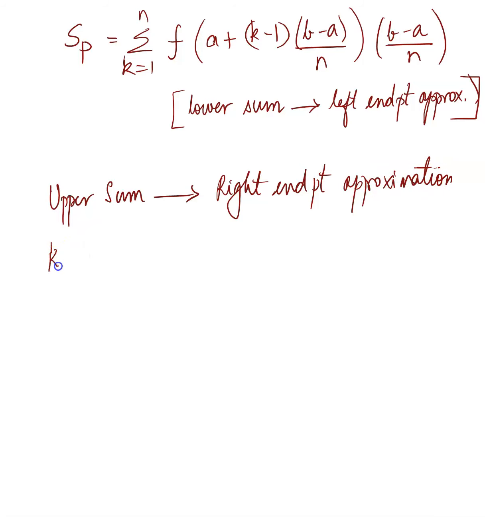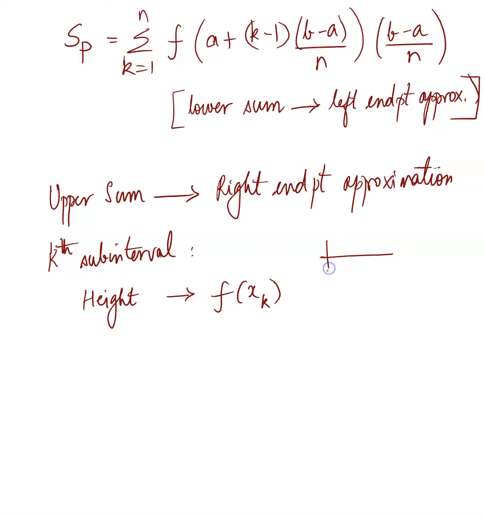So for the kth subinterval, the height is f of xk. Notice it's xk, it is not any. In your kth interval, this is xk minus 1, this is xk, and it is this place where the graph goes, that's the rectangle that you're forming. And the width is delta xk, because we're still in the kth subinterval.